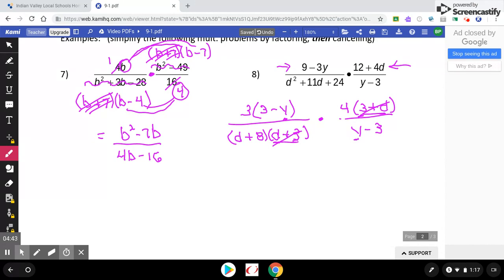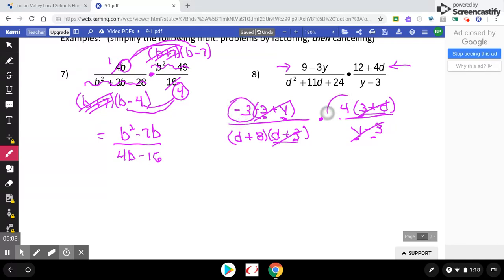But how about this trick? What would happen if I would have made that GCF a negative 3 instead? That would have switched the signs of those guys inside, and now they match. So I've got a negative 3 and a positive y. They are exactly the same, and I can cross them off. So search around. Do you see anything else that we can cancel?